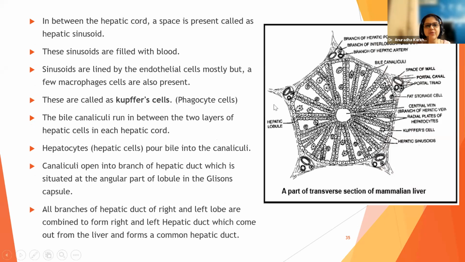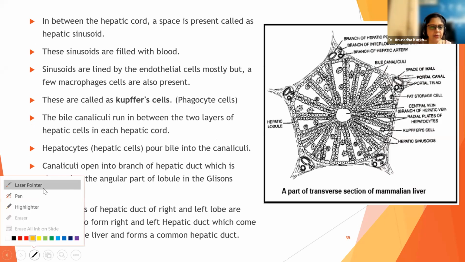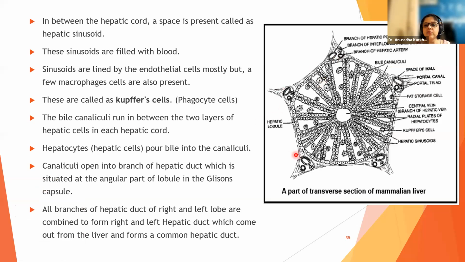Yeah, so this is how it looks. I'll show you this. Look at this. This is one lobule. Can you see? This is one lobule. Likewise, we have so many lobules in our liver. You can see these two rows: 1, 2, 1, 2, 1, 2.